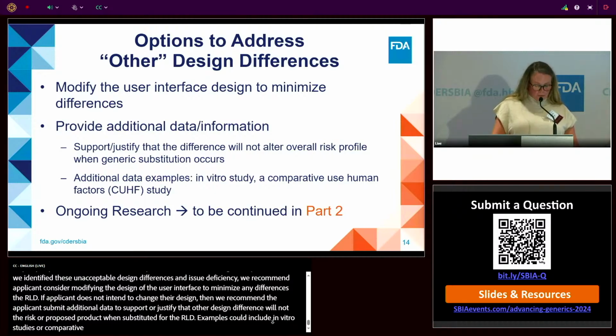The comparative use human factor study has been an area of research interest for the FDA, and I'll pass on the presentation to Dr. Ballard to discuss further. Dr. Ballard?